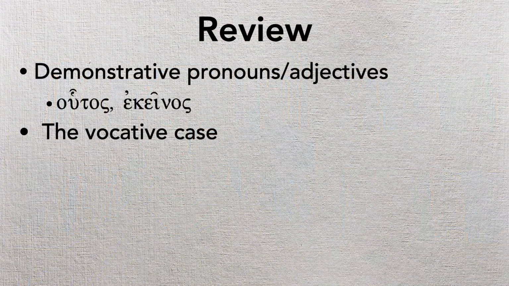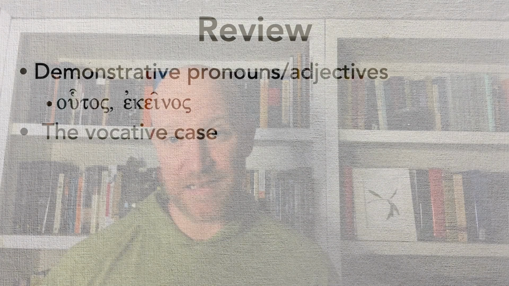Okay, now let's do a little review. We learned demonstrative pronouns and demonstrative adjectives today. Those in Greek are houtos and ekeinos. Houtos means this, ekeinos means that. And we learned the way those work as both pronouns and adjectives. If it's by itself, standing in for a noun, it's a pronoun. If it's connected with a noun, if it's modifying a noun, then it's an adjective, like we've already seen.